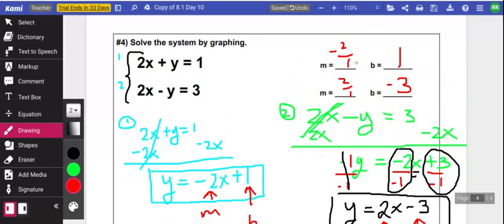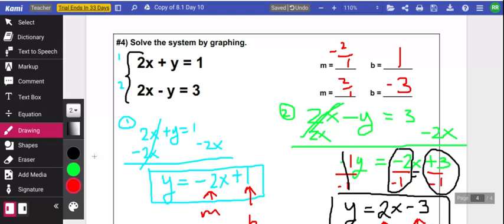Okay, so what do you notice about their slopes here? This slope is negative 2, this slope is positive 2. Are these the same or different? These are different, right? And you know right away when the equations have different slopes, there's going to be one solution. These lines will intersect at exactly one point.